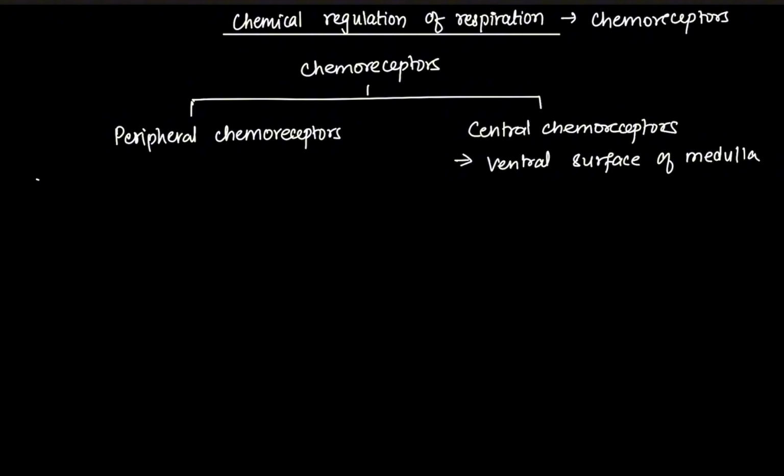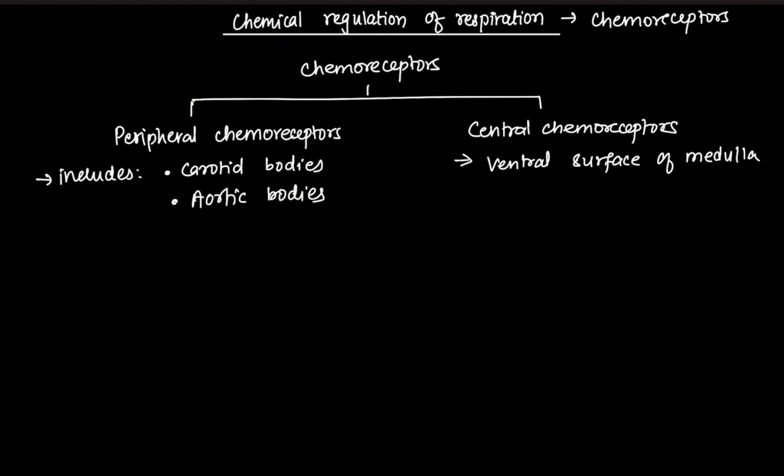The peripheral chemoreceptors include various types of bodies, and these bodies are carotid bodies and aortic bodies, right? So the peripheral chemoreceptors include these bodies, the carotid bodies and aortic bodies. Okay, so these bodies mainly constitute the peripheral chemoreceptors.